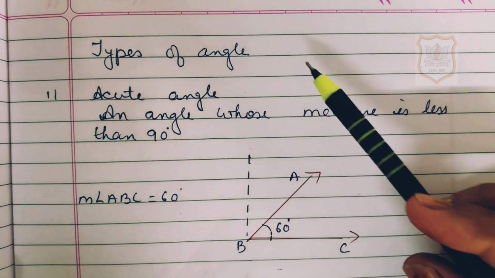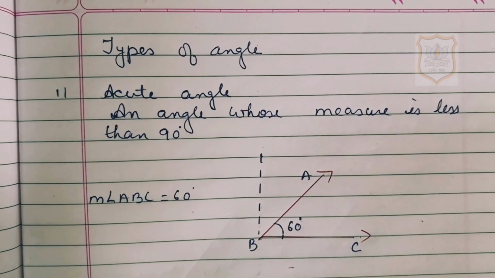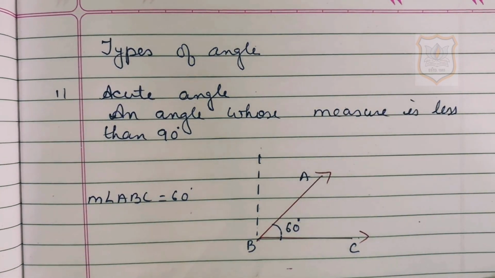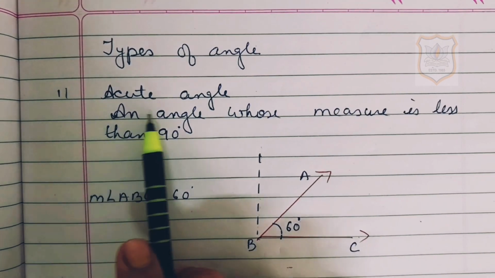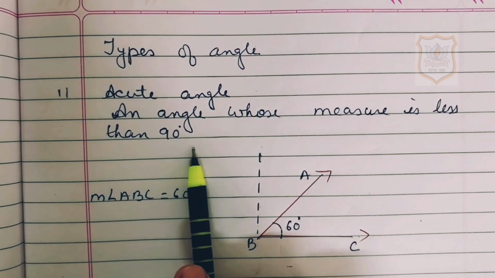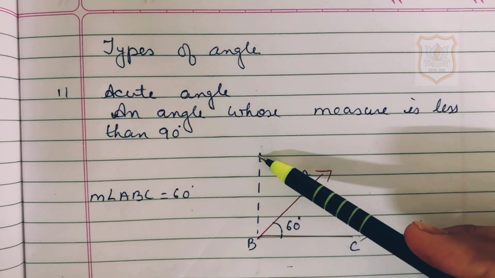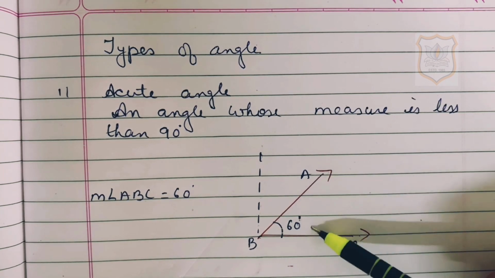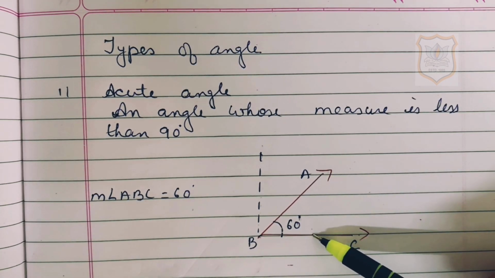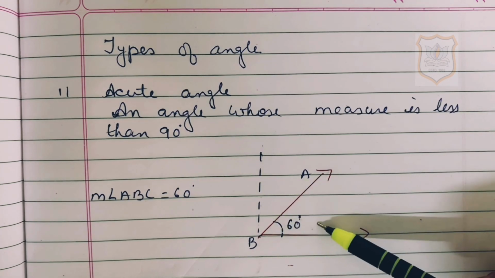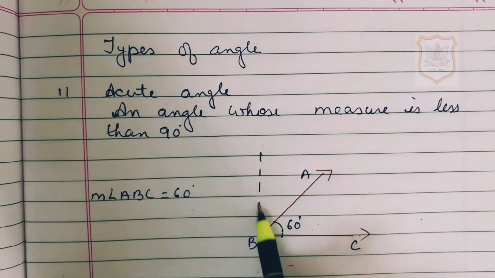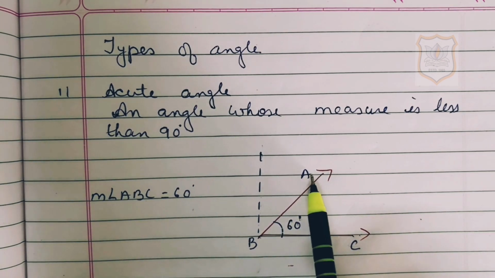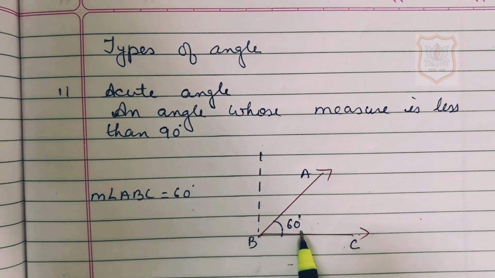Now, the next topic is types of angles. There are many different types of angles, but in this chapter we will learn about acute angle, right angle and obtuse angle. First one is acute angle, an angle whose measure is less than 90 degrees. Students, here you can see this much is a 90 degree angle and this much is a 60 degree angle. So an angle whose measure is less than 90, here you can see this much is 90 and this much angle is 60 degrees. So angle ABC, that is a 60 degree angle, is an acute angle.